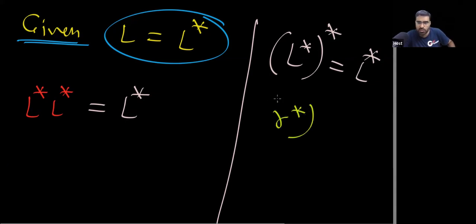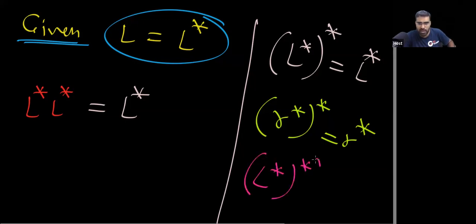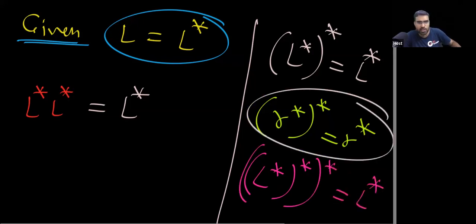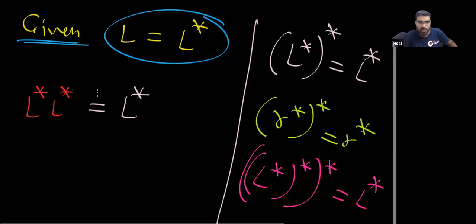In the regular expression also this happens. R star whole star is R star. Agree? Yes or no? L star, if you do star any number of times, will be the same as L star. And the same thing happens in the regular expression also.